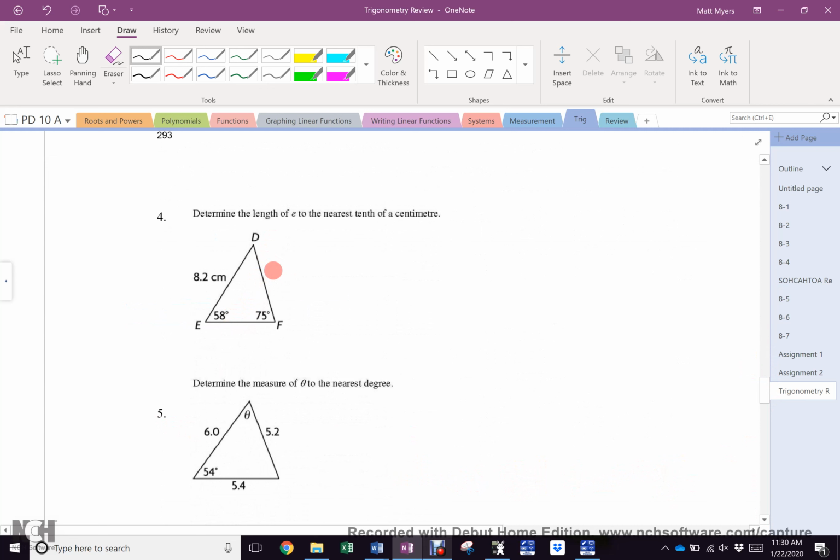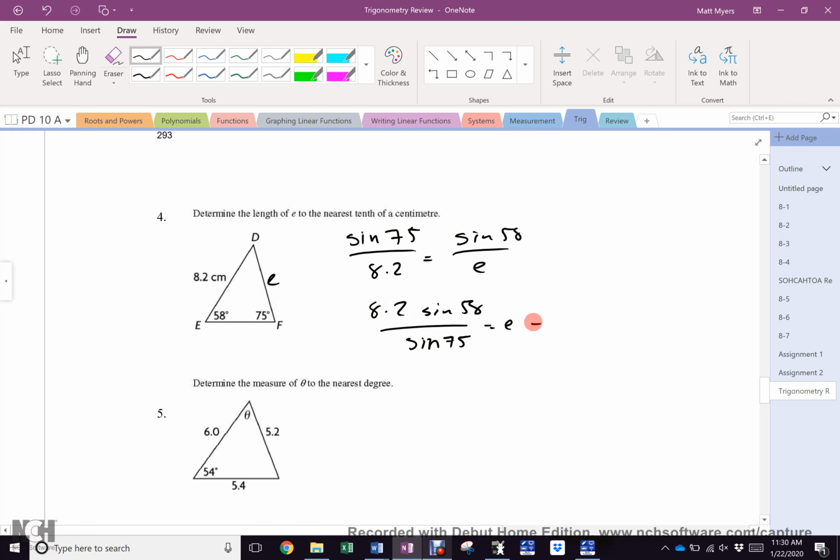Determine the length of e, right there. Sine 75 over 8.2 equals sine 58 over little e. 8.2 sine 58 over sine 75 equals little e, which equals 7.2.